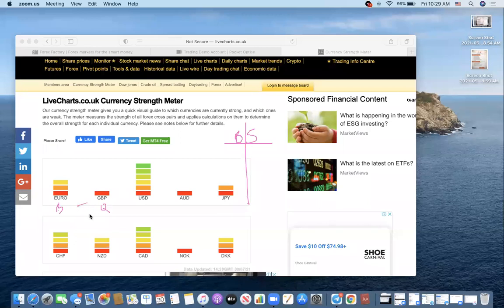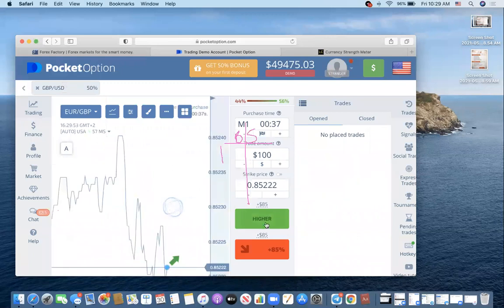If the quote currency is stronger than the base currency, then that will be your first indication for a sell. We're looking at Euro GBP, and I see that the Euro has more bars than GBP, so I'm going to give the first confirmation for buyers. Right now, I only have one confirmation for a buy.